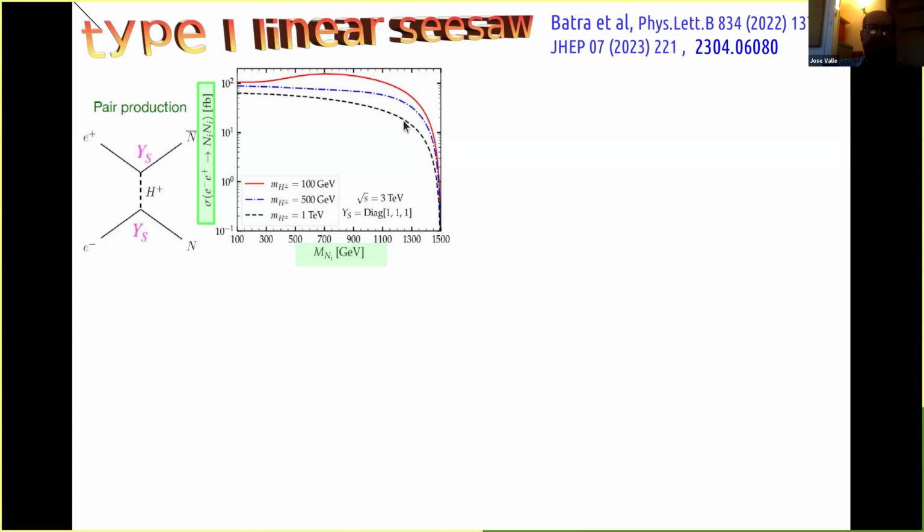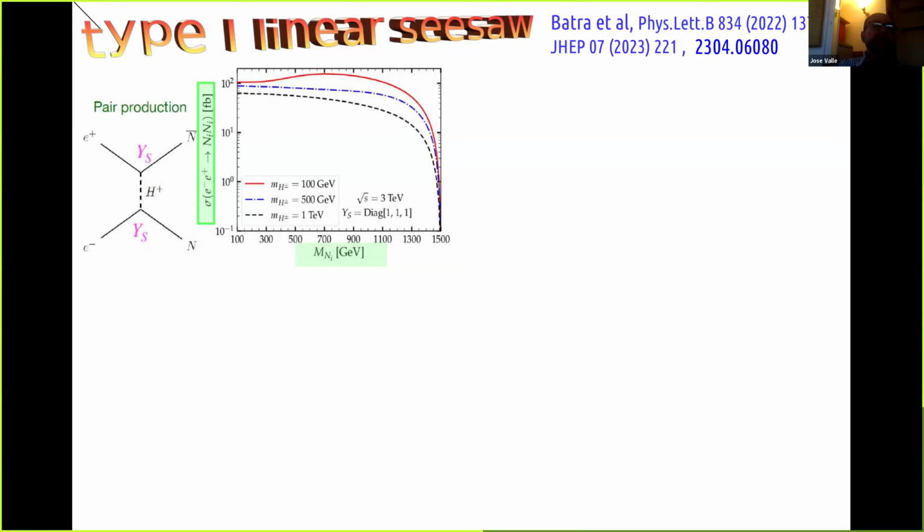This is the cross section, the N N-bar production cross section for different values of the charged Higgs exchanged in the t channel. So you see that you have a quite healthy cross section of tens of femtobarn. So this is not a small thing.